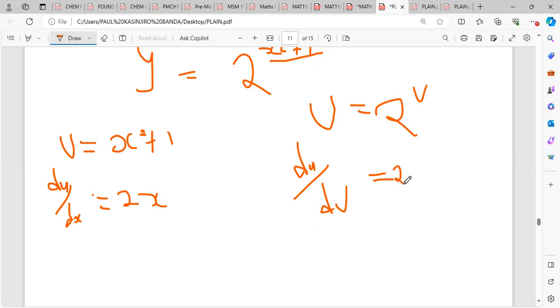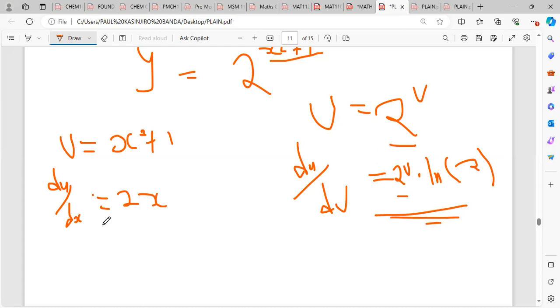You write 2 to the power v, then you multiply by ln of the number that had the power. The number that had the power there is just 2. So this is the du/dv. That's how you find a number raised to power something. You write the same number, then multiply by ln of whatever number was raised to a power. So ln 2. That is my derivative there.